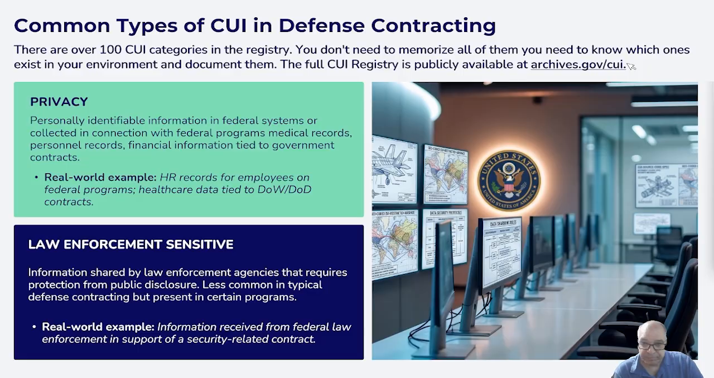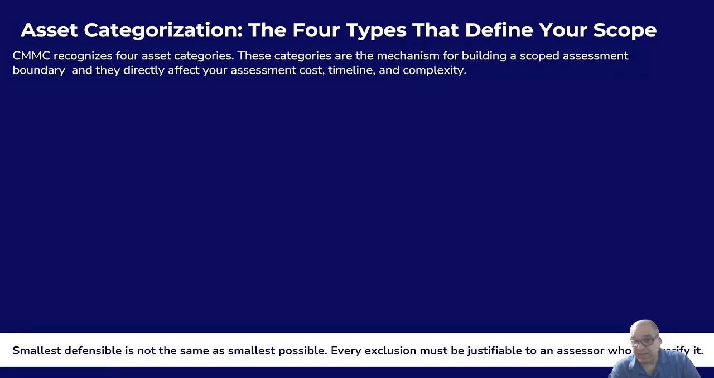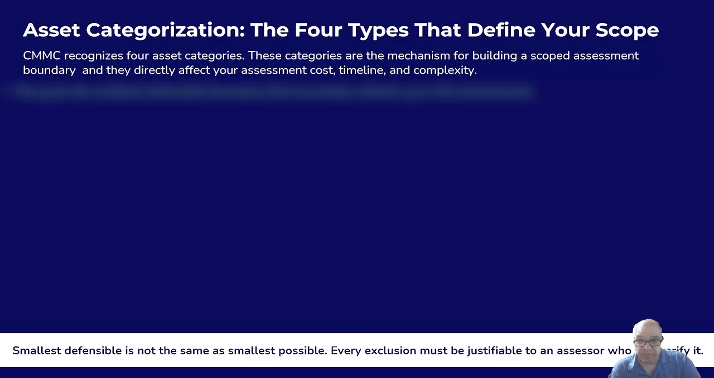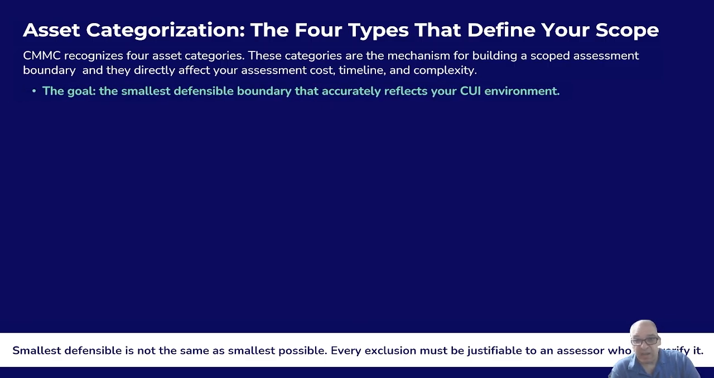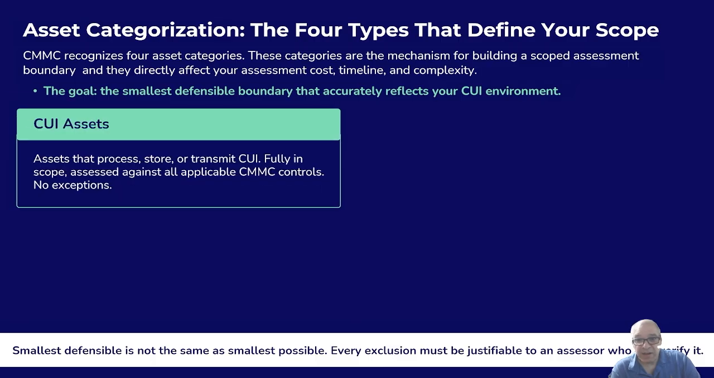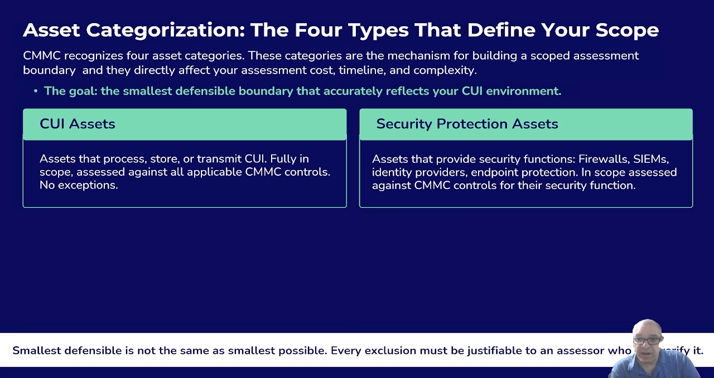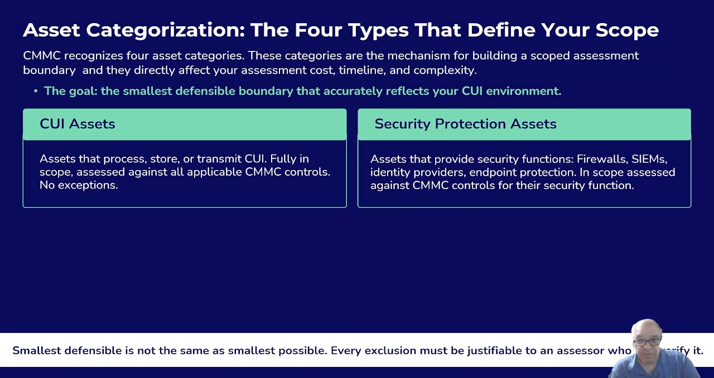That's your starting point. CMMC recognizes 4 categories of assets. Understanding these categories is the mechanism for building a scoped assessment boundary, and it directly affects your assessment cost, timeline, and complexity. CUI assets are assets that process, store, or transmit CUI. These are fully in scope and assessed against all applicable CMMC controls, no exceptions. Security protection assets are assets that provide security functions to your environment: your firewall, your SIEM, your identity provider, your endpoint protection. These are all in scope, but assessed for the security function they provide, not as CUI processors.